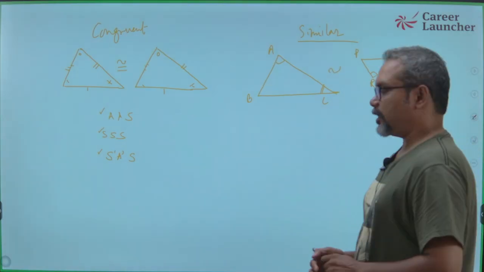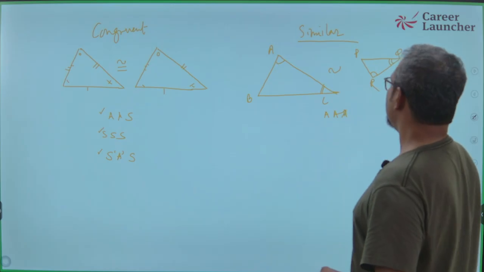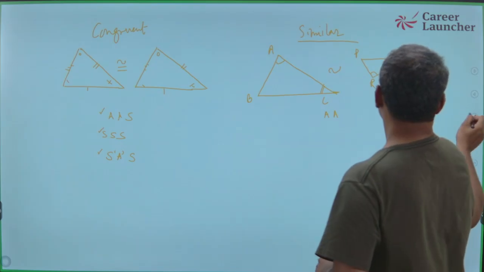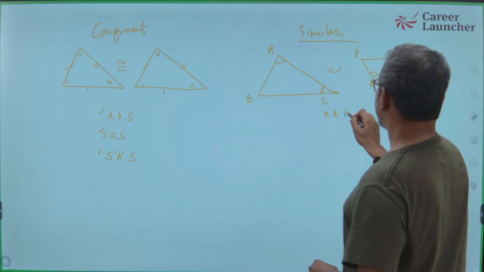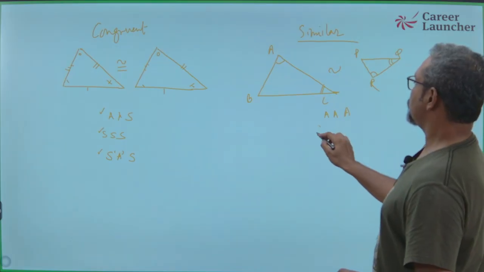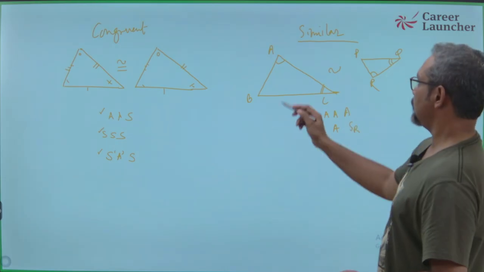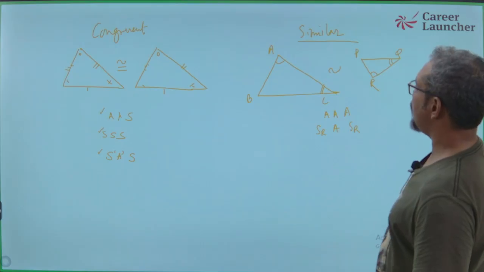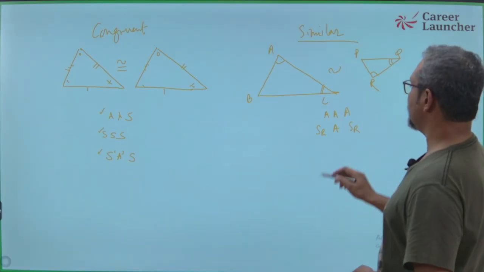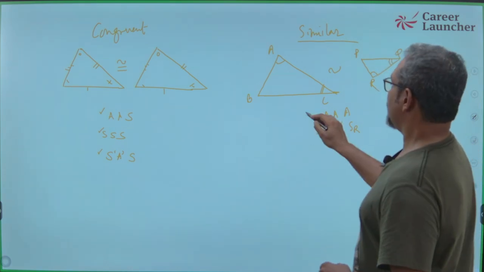To prove similarity, you either show angle, angle, angle, okay. You show any two angles of a triangle equal to two angles of the other triangle, or you show that the side ratio of two sides is the same. For example, you show that AC by QR is equal to AB by PR, and you show that the included angle is equal. So that way also you can prove similarity, okay.